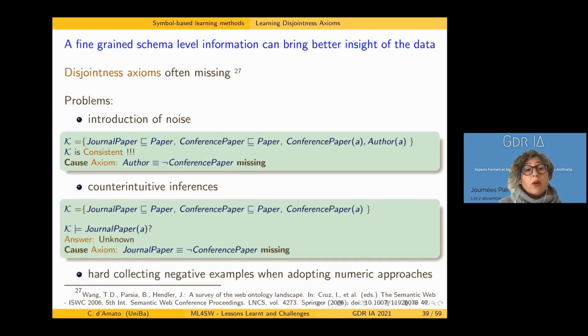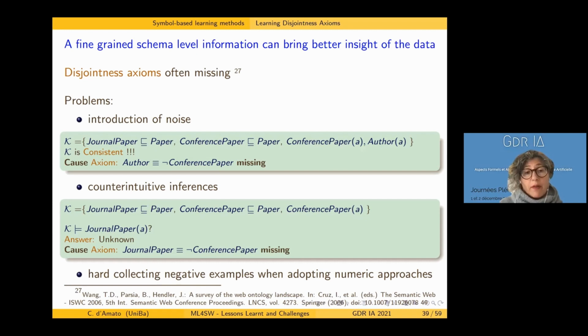What's the motivation for focusing on learning disjointness axioms? Actually, there are several motivations. The first one is that, as it has been experimentally proved, disjointness axioms are often missing within ontologies. And the absence of disjointness axioms creates several problems. The first one is that noise can be introduced within our knowledge base. That means that we stay with a knowledge base which is consistent, but that is somehow wrong with respect to the domain of reference.